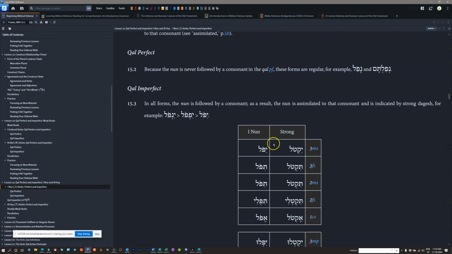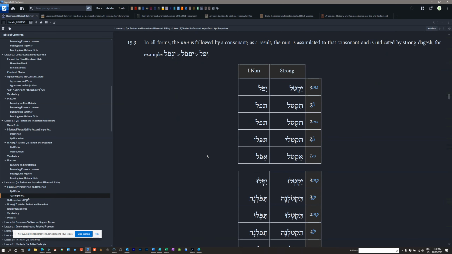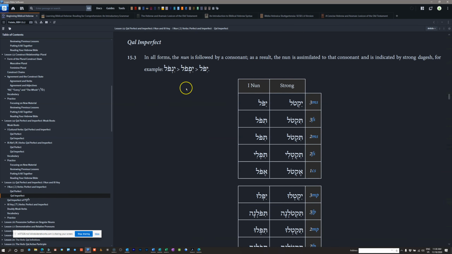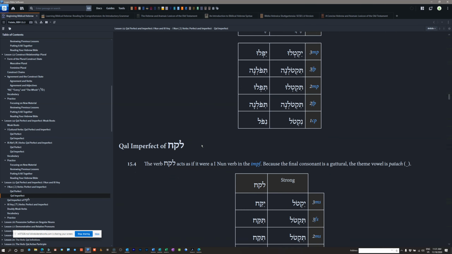So there are a few different things that can happen if we have a guttural in R2 that can cause some frustrations. But anytime you see a dagesh forte right after the prefix, it's good to think one noon. Okay? It's good to think one noon when you see a dagesh right after the prefix. All right, so that's the main thing you need to know about the one noon at this point, is that it's going to assimilate into R2 if possible.